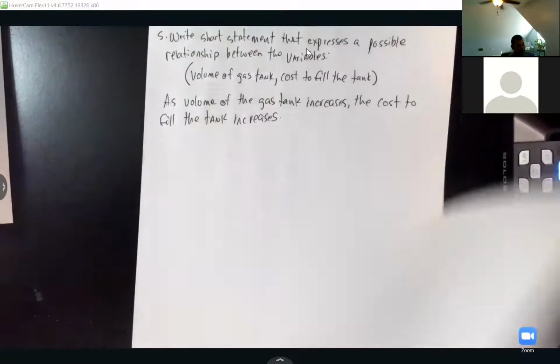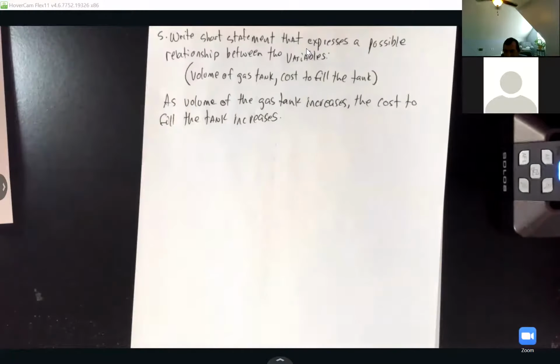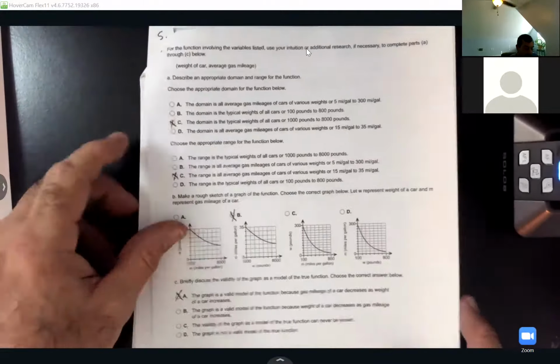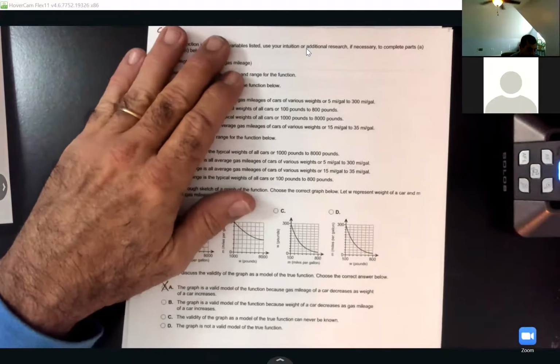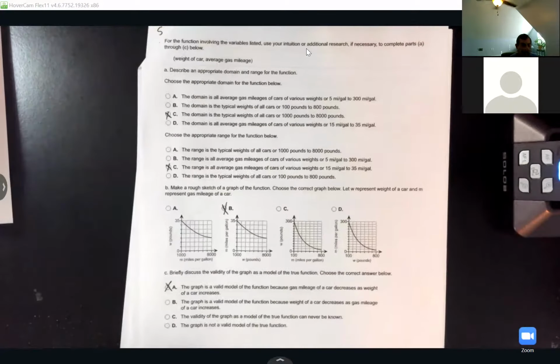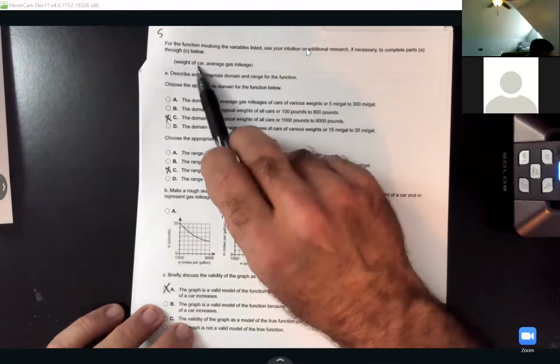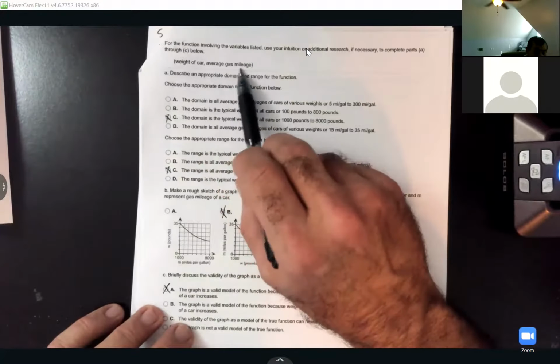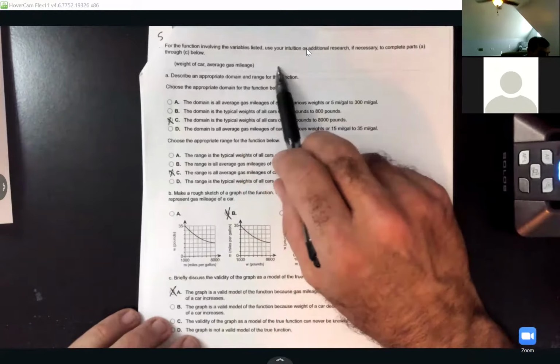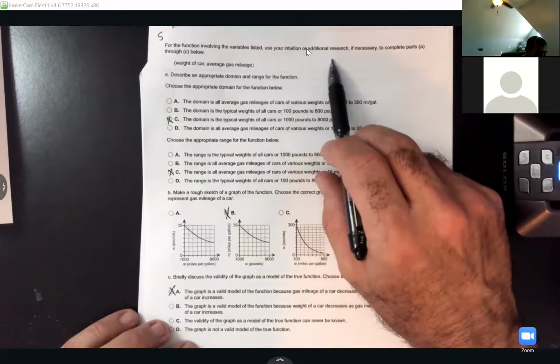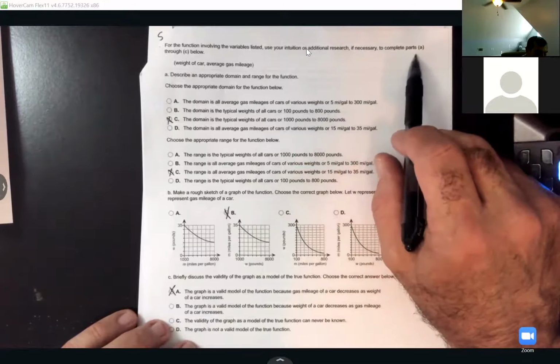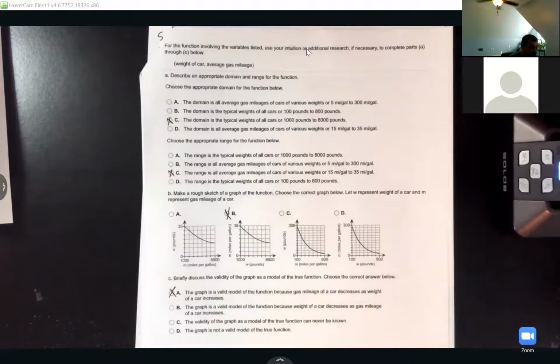All right, let me see if I got another one. But yeah, we got one more, and I think there's only 8 questions in this homework. All right, so for the function involving the variables listed, which are going to be the weight of the car and the average gas mileage, use your intuition or additional research if necessary to complete parts A through C.